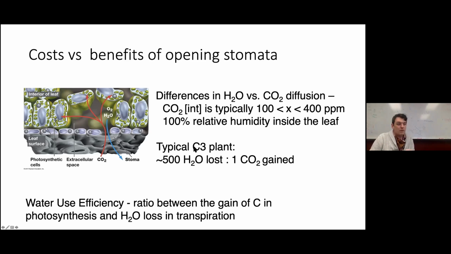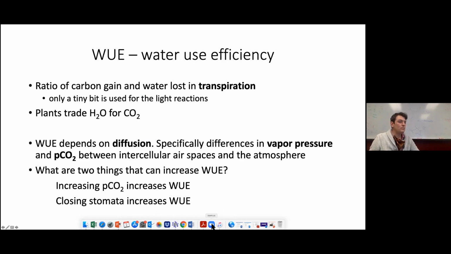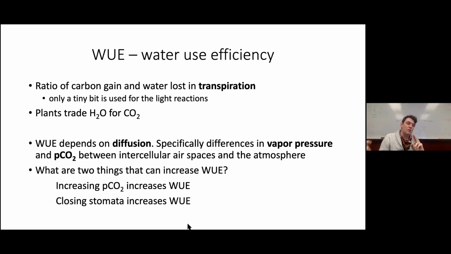And you can see in a typical C3 plant, like we've been talking about so far, for every 500 molecules of water lost, you might gain 1 carbon dioxide molecule. So you really are losing a lot of water. It's a high cost for what you get. So we describe this trade-off with water use efficiency. It's the ratio between the gain of carbon dioxide and the loss of water. That's what we call water use efficiency. It depends on diffusion, and that's a concept you should remember from chemistry. Specifically, it depends on the diffusion of water out of the plant and CO2 into the plant.